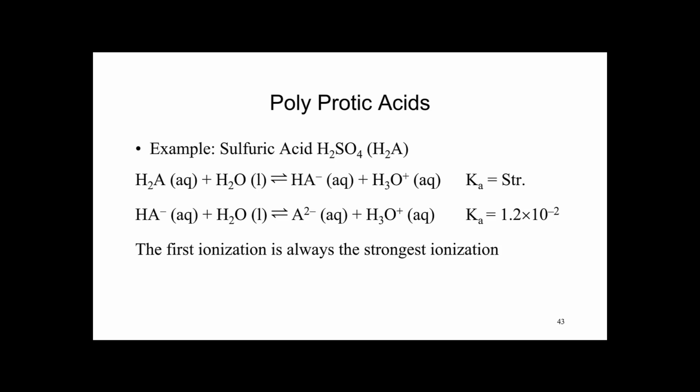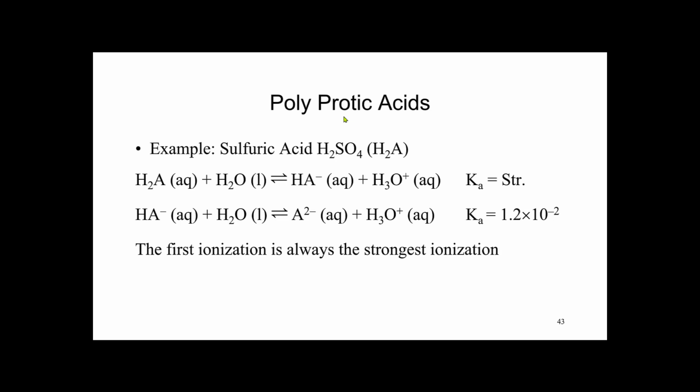So what I want to do next is talk a little bit about polyprotic acids. And polyprotic acids are simply acids that have more than one hydrogen. So a good example of a polyprotic acid would be sulfuric acid, or later we'll talk about, for example, carbonic acid, H2CO3. But a couple of things to make note of.